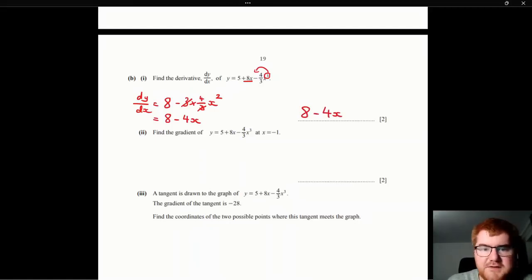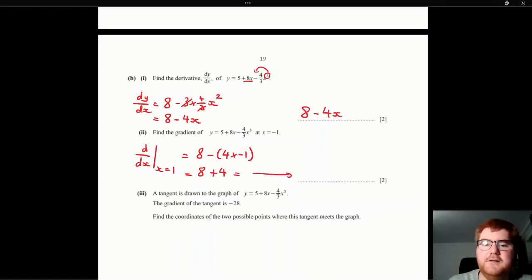And now it wants us to work out this derivative of the same function at x equals 1. So we want to work out the derivative when x is equal to 1. We just substitute 1 in, being careful of negative numbers. Minus 4 times minus 1 is plus 4. And that's going to give us the answer of 12.